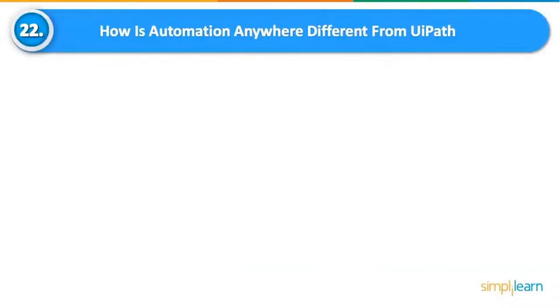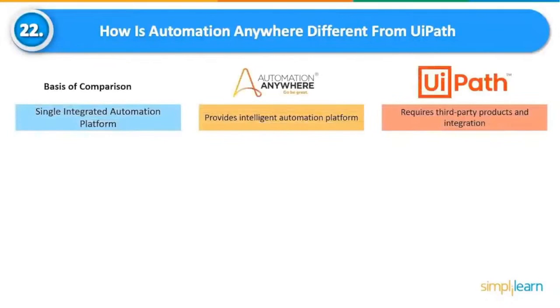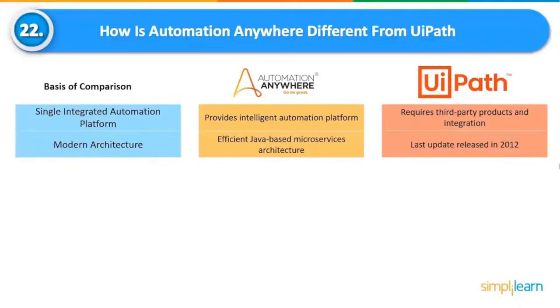How is Automation Anywhere different from UiPath? On the basis of a single integrated automation platform, Automation Anywhere provides an intelligent automation platform with attended automation, unattended automation, intelligent document processing, and many more. Whereas UiPath requires third-party products and integration to deliver a similar solution, increasing installation and support complexity. Modern architecture: Automation Anywhere provides an efficient Java-based microservice architecture, ensuring scalability and reducing the cost of infrastructure and maintenance. UiPath, on the other hand, is built on a legacy Windows Workflow Foundation with the last update released in 2012. The scalability is slow and difficult due to lack of modularity.